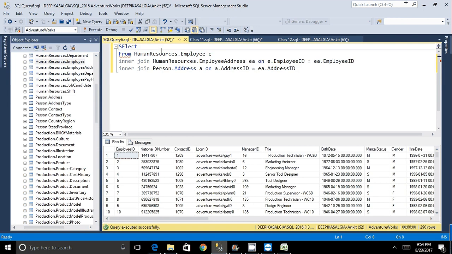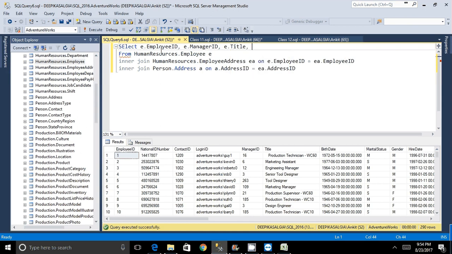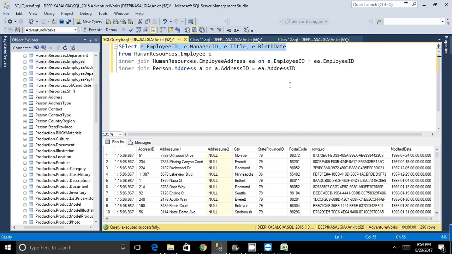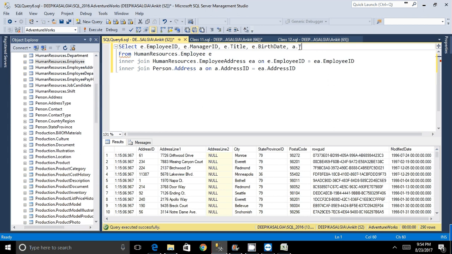So let's say from the employee table, you need the employee ID. And you need his manager ID. I'm just picking a few random columns and thinking about what you need. So you just say employee title, and then you say employee birth date. These are the columns you need from the employee table. And then the rest of the columns you need from the address table. So you're going to say comma, let's say you need all the columns from the A table. So you're going to say A dot star. When you say A dot star, all the columns will show up.